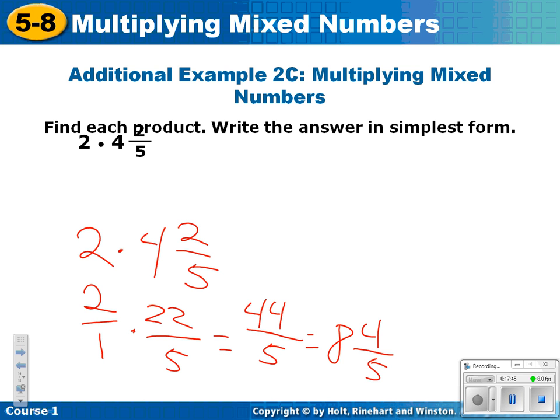Okay? Don't forget what whole numbers are as fractions. That's an important thing you need to remember. Your homework. Page 266, 14 to 52 even.